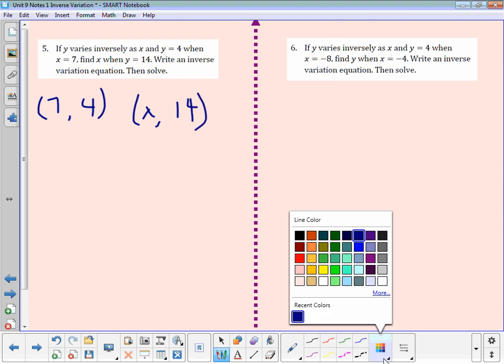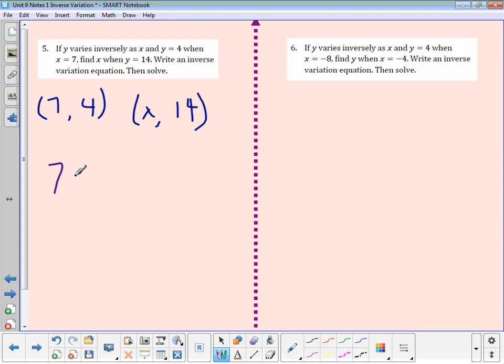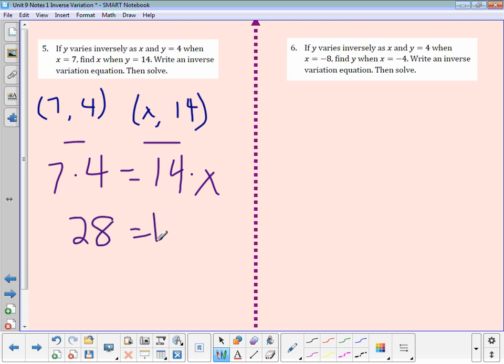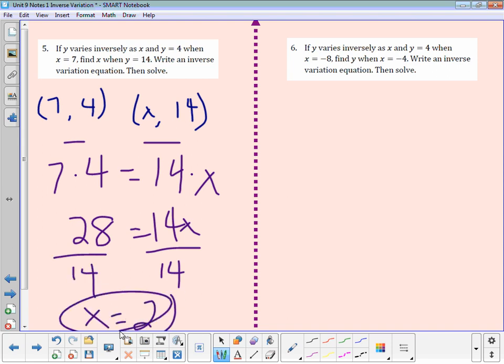So now I'm going to multiply those 2 points together. 7 times 4 has to be equal to 14 times x. That right there is the product rule. I took these 2 points and multiplied them together, and these 2 points and multiplied them together. So 7 times 4 is 28, and that's equal to 14x. Now this is just a one-step equation. I'm going to divide both sides by 14, and I get that x is equal to 2. Okay, so x is equal to 2.